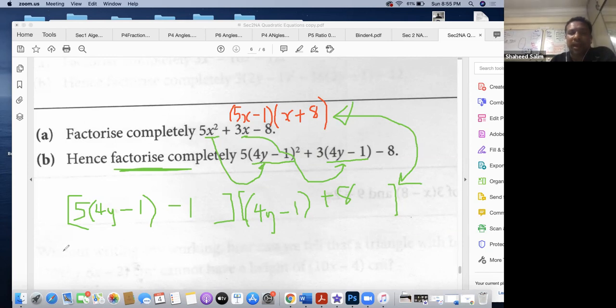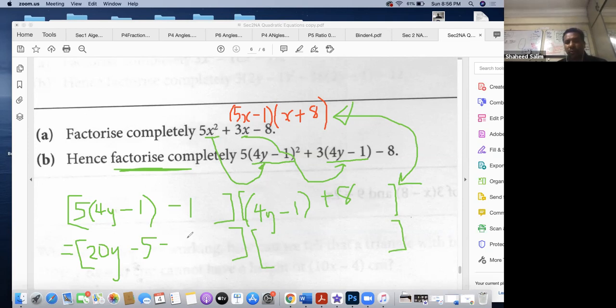So now what to do? You must times it out. But you keep the bracket like that first. But you're going to solve it inside. 5 times 4, 20y. 5 times 1, 5. Minus 5. Minus 1. See, I'm copying now here. Same thing. This one just remove the bracket. 4y minus 1 plus 8.